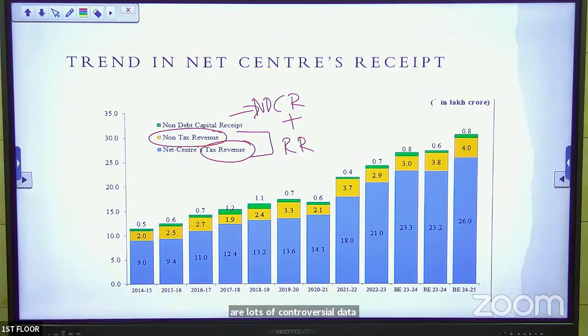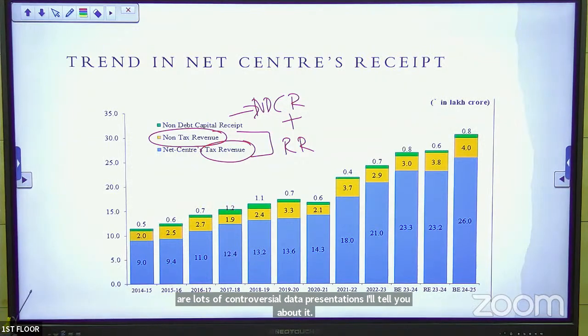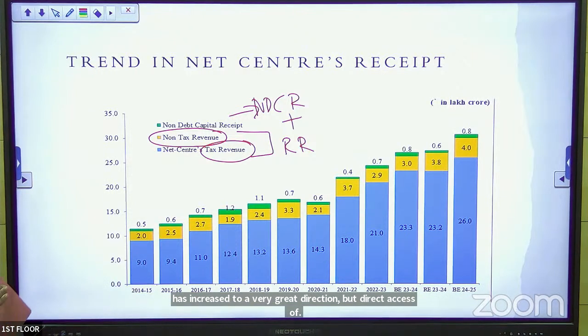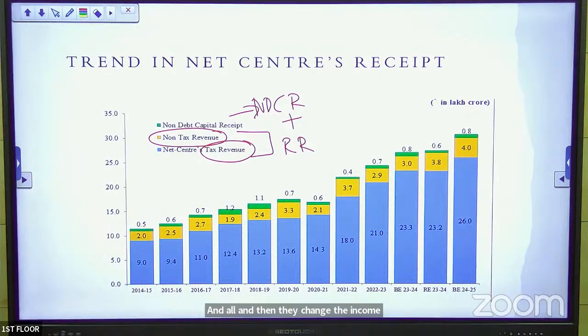Though they say that the monthly collections of the GST tax has increased to a very great extent, direct taxes have tripled and all, and then they change the income tax threshold to 7 lakhs. All of these things actually don't go hand in hand. Income tax being called as tripled, but the threshold being increased, they don't go hand in hand, but that's how the data is being presented.